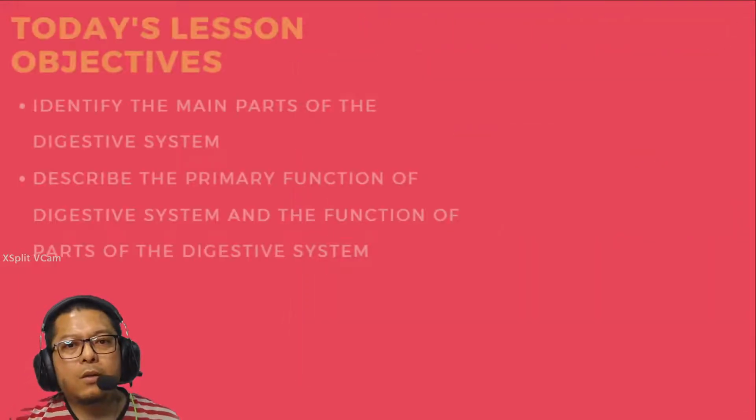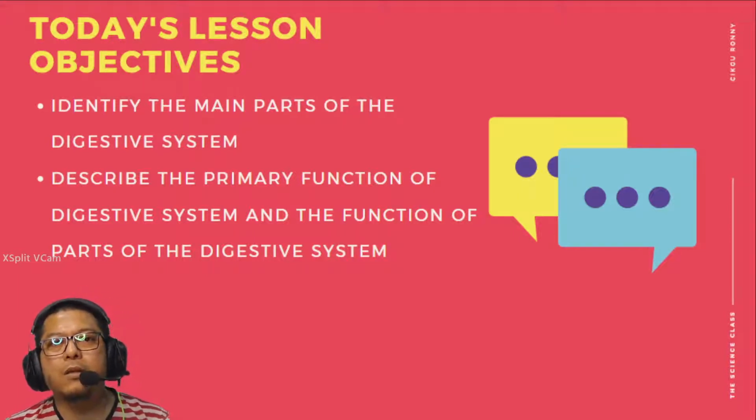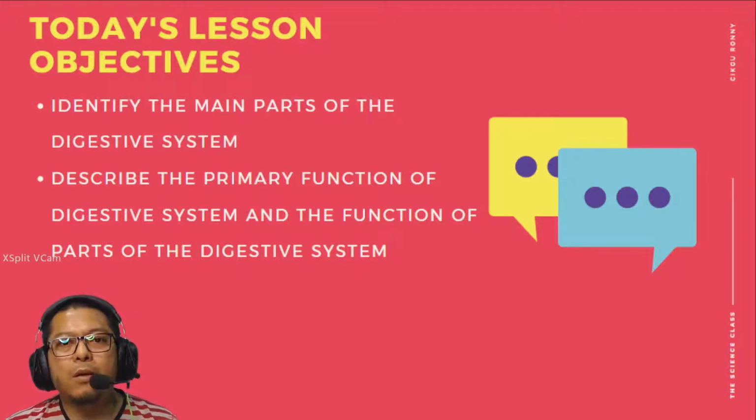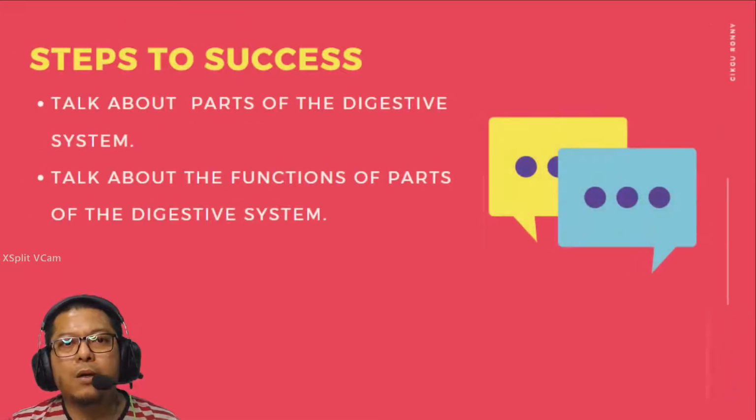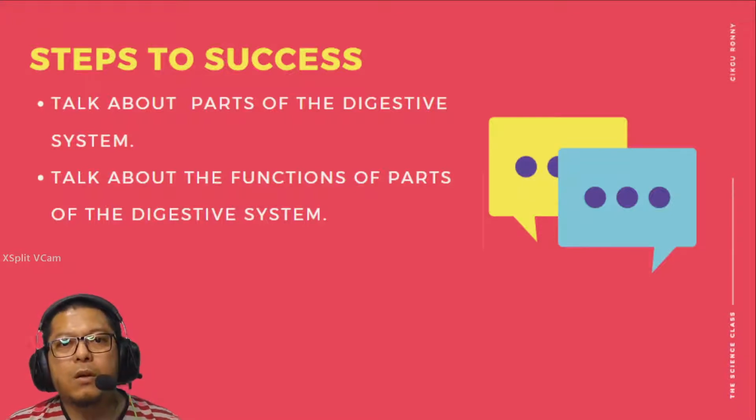Okay, this week's lesson objectives are to identify the main parts of the digestive system and then to describe the primary function of the digestive system and the function of parts of the digestive system. So how we are going to do that is by talking about parts of the digestive system, and then we talk about the functions of parts of the digestive system.